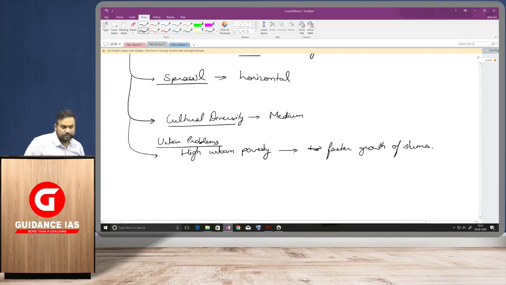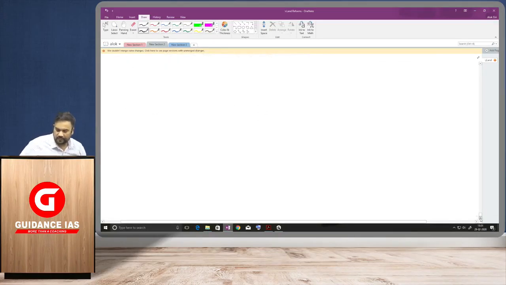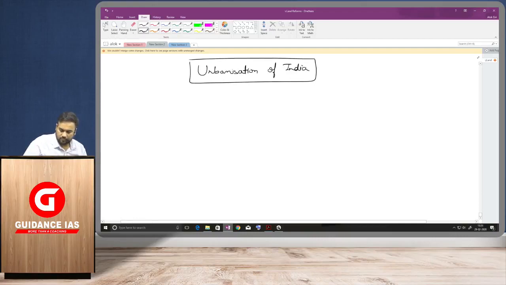So ये वर्ल्ड का हो गया, the urbanization of the world. अब इंडिया के urbanization की बात करते हैं. Urbanization of India.